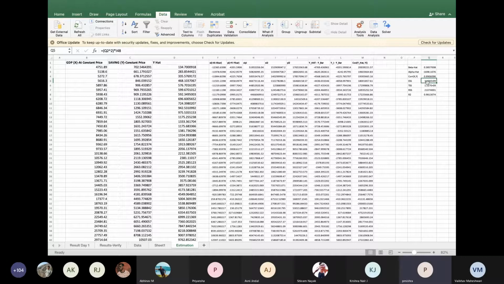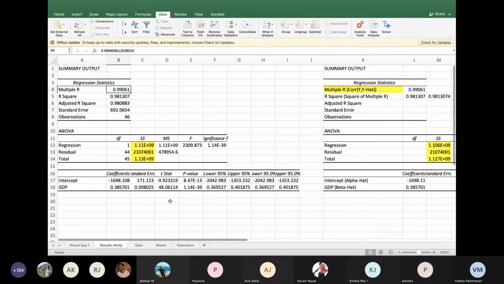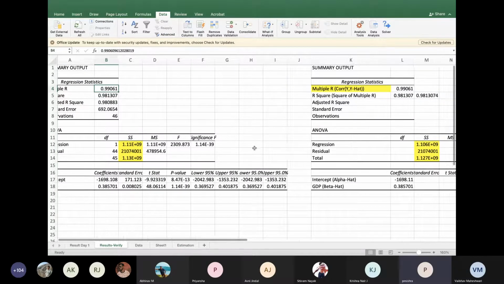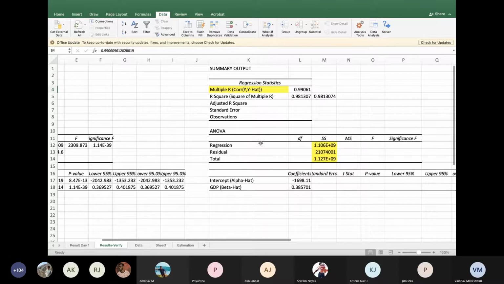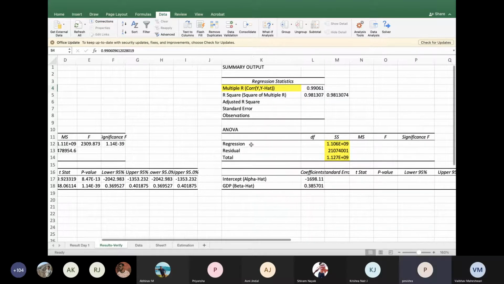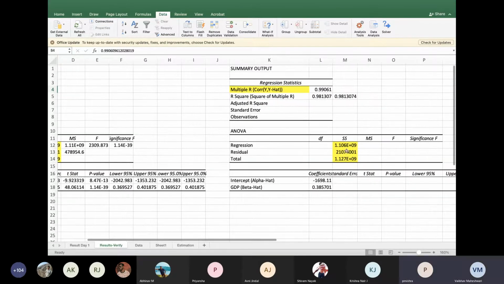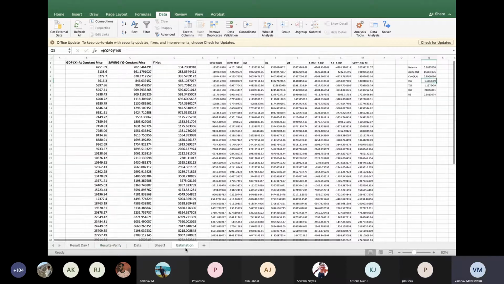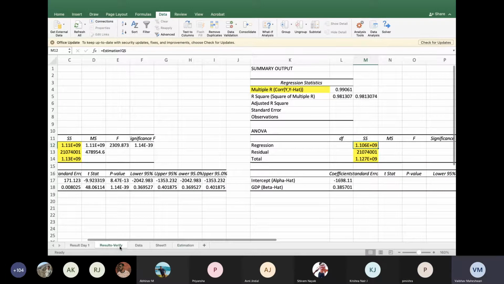Now go back to the results, verify sheet. You see the ESS. Regression actually represents here, in the table. Regression sum of square means explained sum of square. Just go back, see in this sheet estimation whether you are getting the same result.